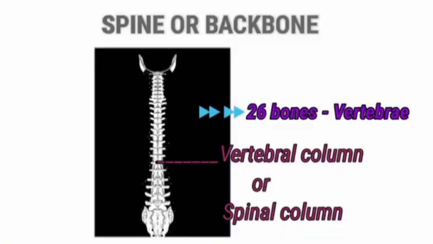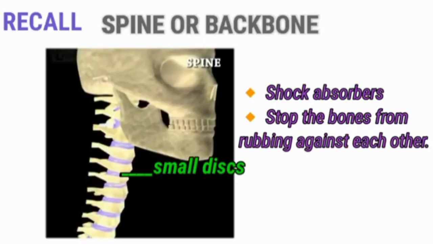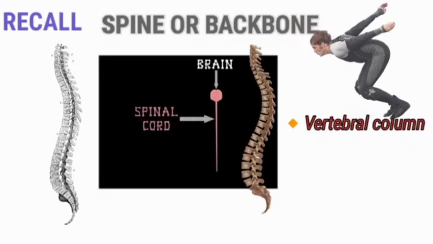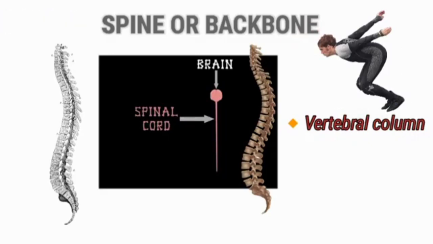And the next one is the spine or backbone. The spine has 26 bones called the vertebra. There are small discs made up of cartilage between each vertebra. They act like shock absorbers and also stop the bones from rubbing against each other. The arrangement of the vertebra allows our body to bend or turn in different directions.